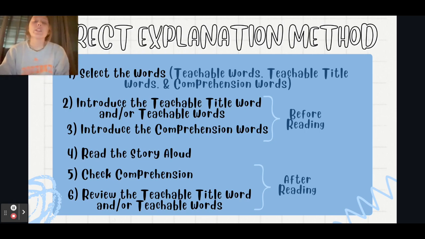And then comprehension words, like I said, are those words that aren't really pulled out from vocabulary instruction, but they might need to be explained to help aid in students' comprehension. So next you're going to introduce all of these words before you read. So in the book, they were introducing 2 words before reading the story, which were calabash and prank.